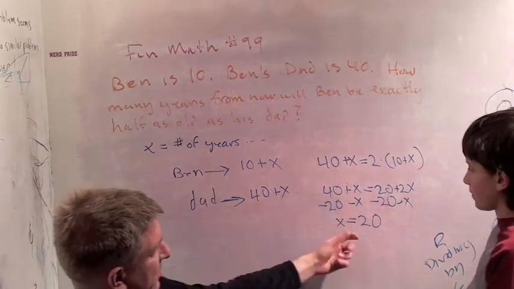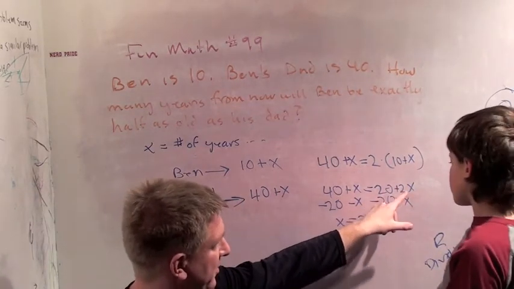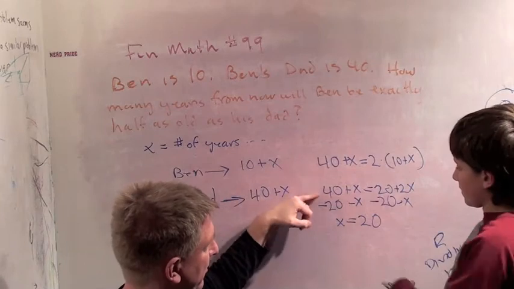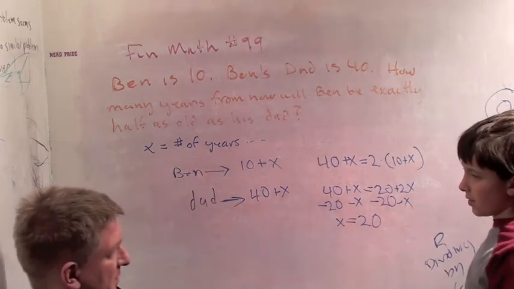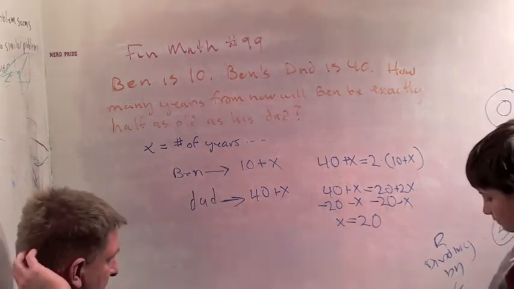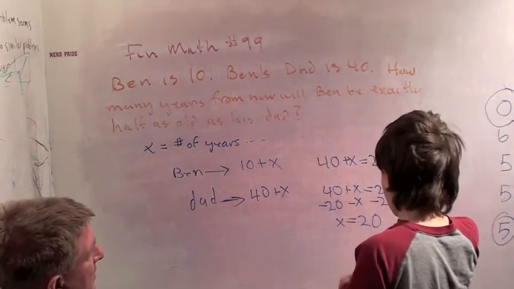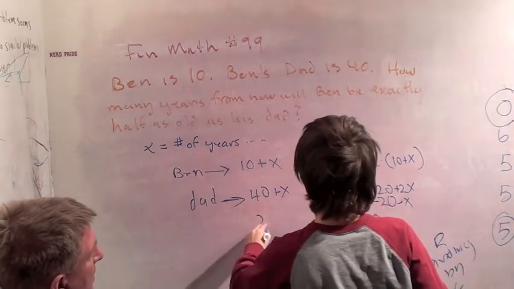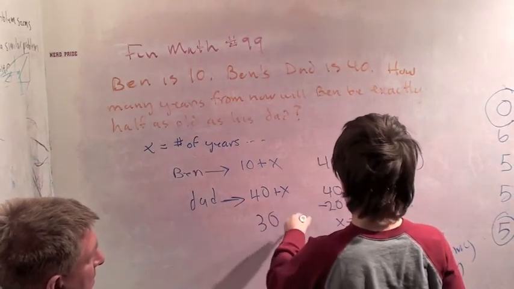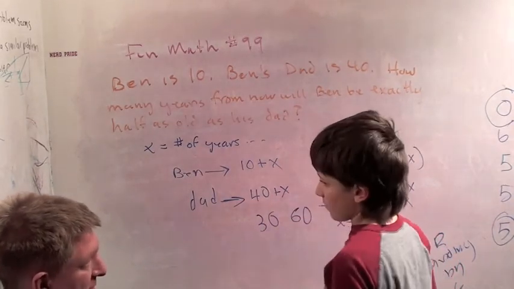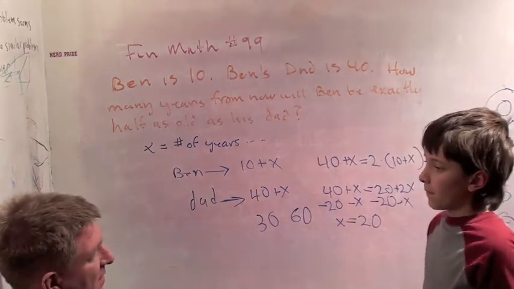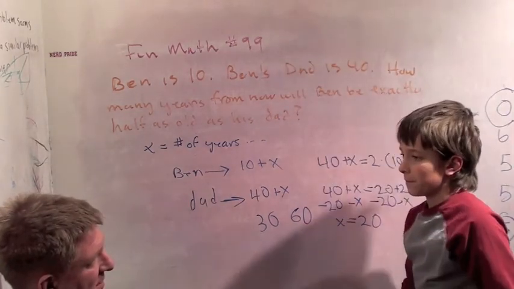Now you flipped it over here. The x is really on this side, 2x minus x is x, and 40 minus 20, so the equation is flipped around. It's still the same thing. I just wanted to say how that came. So x equals 20 now. Let's go back and check. In 20 years, Ben will be 30. In 20 years, his dad will be 60. Does that work? Yep. Good job.